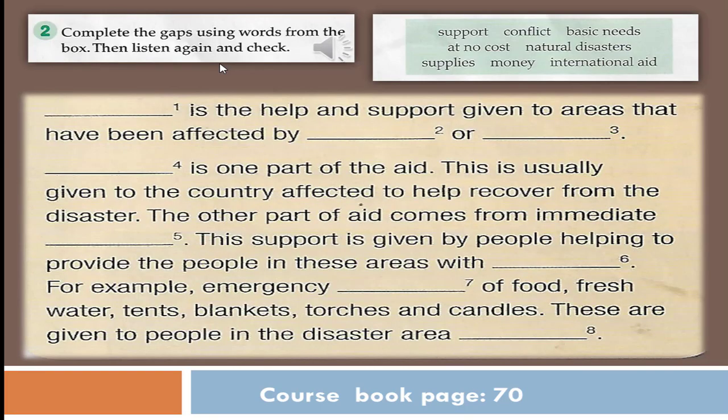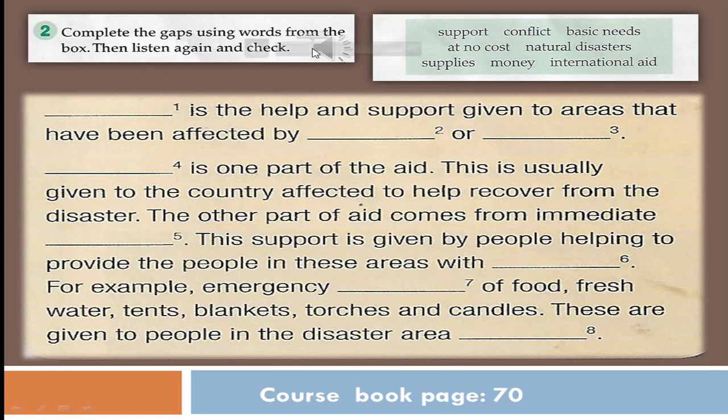Next. Now, complete the gaps using words from the box. Then listen again and check your understanding or check your answer. The words are support, conflict, basic needs, at no cost, natural disasters, supplies, money, international aid. Look, don't worry about the meaning because you are going to learn their meaning in the next slide. So now just listen to the talk by Max and just write the correct word in the space. So you are going to listen again and fill in the space with the correct word from the box. Don't worry about the meaning now. You are going to learn them in the next slide.